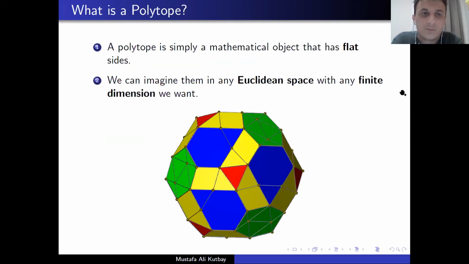First, the first question is, what is a polytope? A polytope is simply a geometric object which has flat sides. For example, in two-dimensional space, it's a square or triangle, a polygon, or in three-dimensional space, it is a cube. But the point with polytopes is that they are way more generalized versions of this flattened concept, because we can imagine them in any dimension we want.